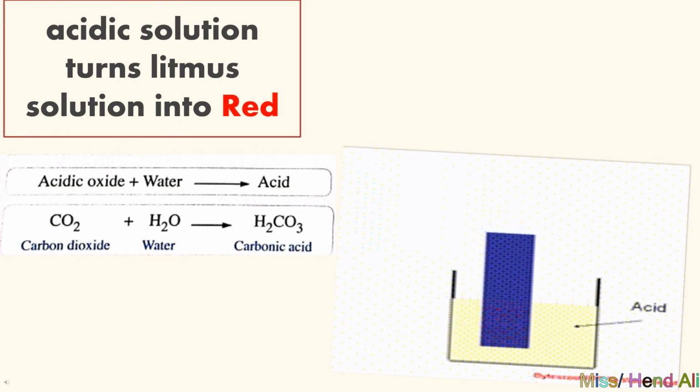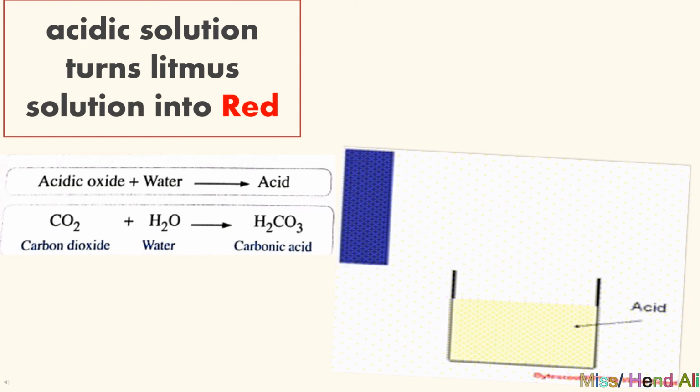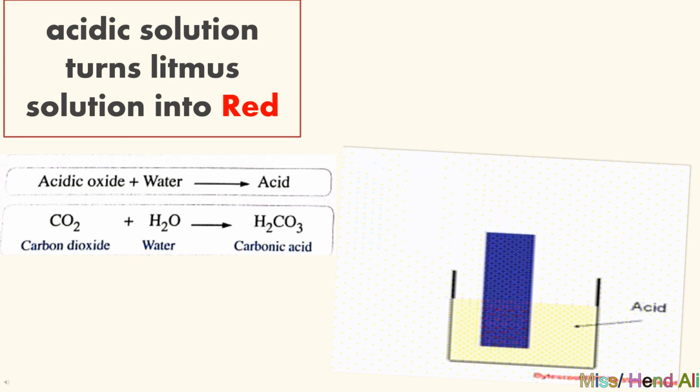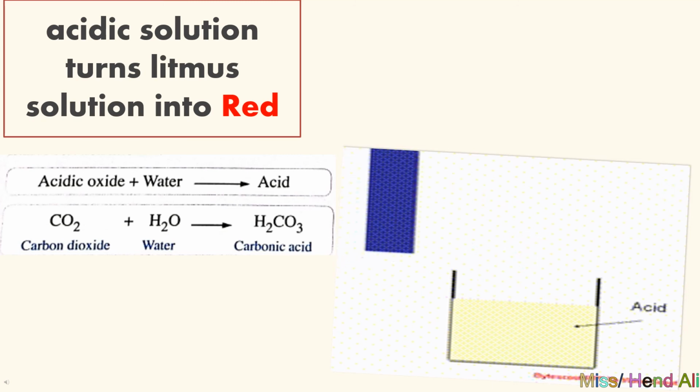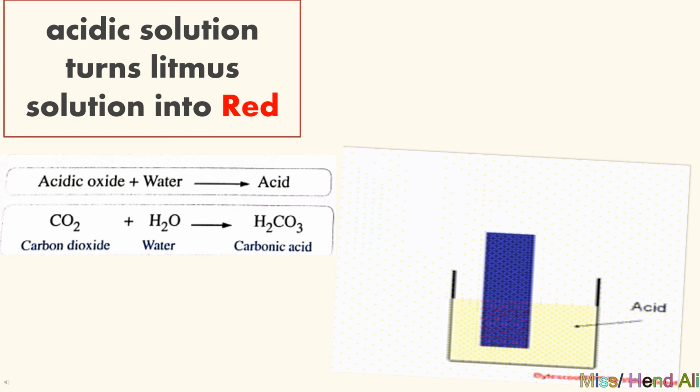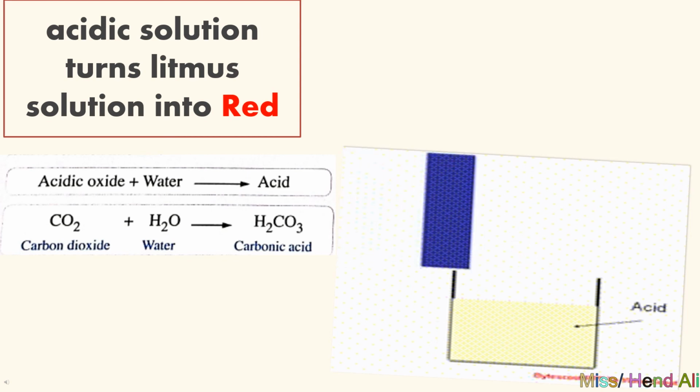Then we will take the tube that we used to burn the coal, and add some water. Then add a few drops of litmus solution. We can use paper or solution. In both cases, we will notice that it turns red. So with metals, the litmus solution turned blue, while with non-metals, the litmus solution turned red.